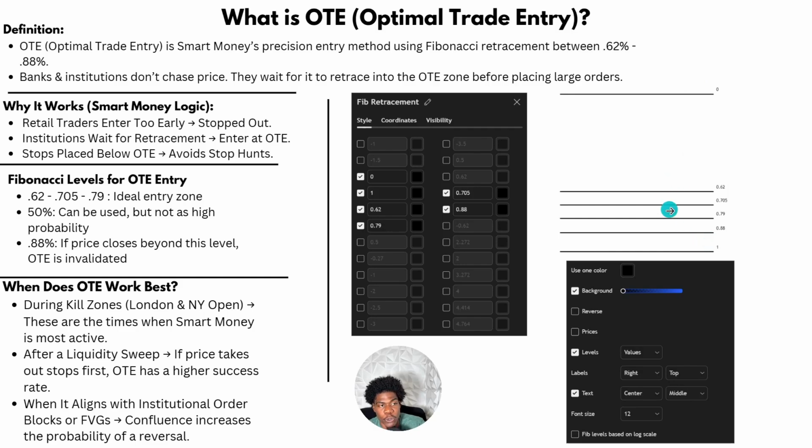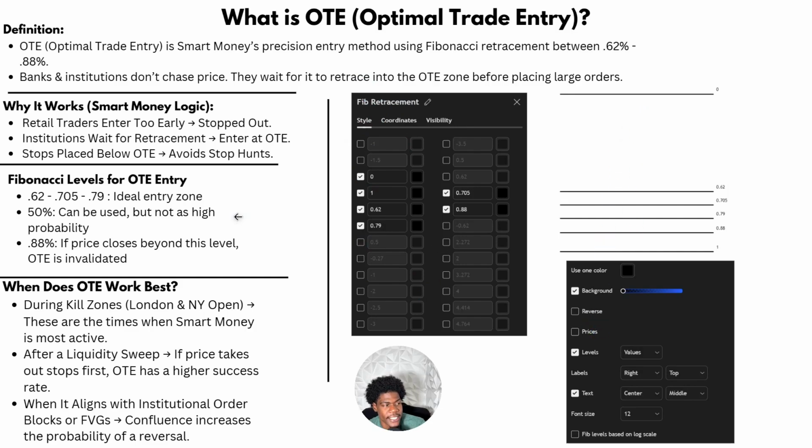The main zones you want to see it rally and play around in are right here: our 0.62, 0.705, 0.79, and then the 0.88. This right here is the settings. So go on your charts on TradingView and add this right here. This is the backgrounds right here. And then this is how it's going to look.